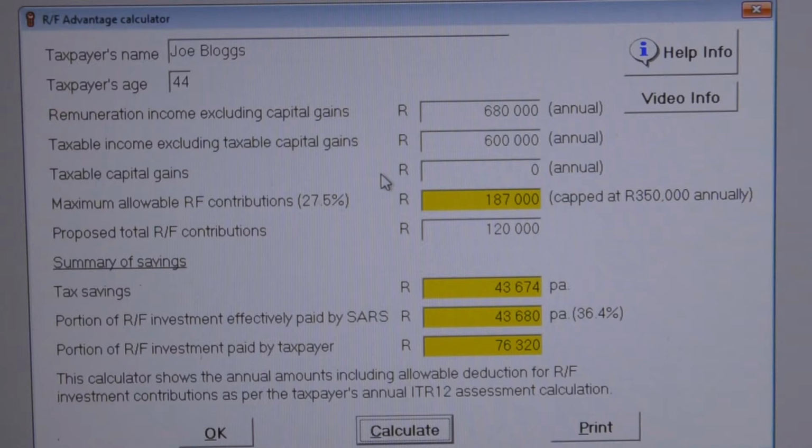The program shows that the client will realize a tax saving of 36.4% of the 120,000 Rand a year investment. Of the 120,000 Rand a year investment premium, SARS will effectively be paying 43,680 Rand and the client will be paying 76,320 Rand. This means the client will be reaping all the financial benefits of a 120,000 Rand a year RA, but will only be paying 76,320 for it.